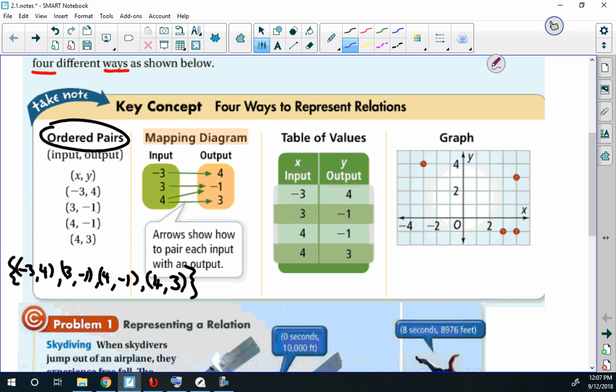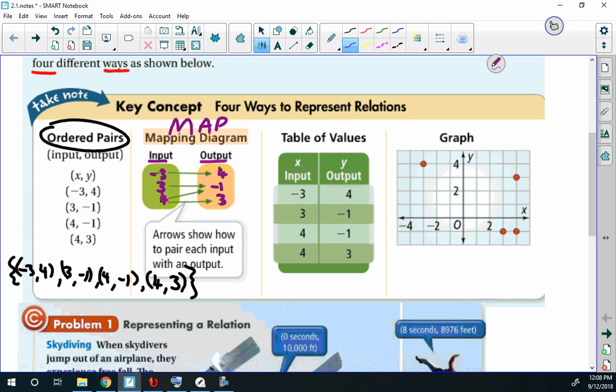The mapping diagram, I'll just refer to this as a map. Same thing, mapping diagram, a map. Notice that there's a heading for inputs and a heading for outputs. And notice when they list those numbers, that they list the numbers for the inputs in order. They have the smallest number at the top, the -3, and then the 3, and then the 4. And they didn't really worry about the order for the outputs. That's kind of weird the way they did that.